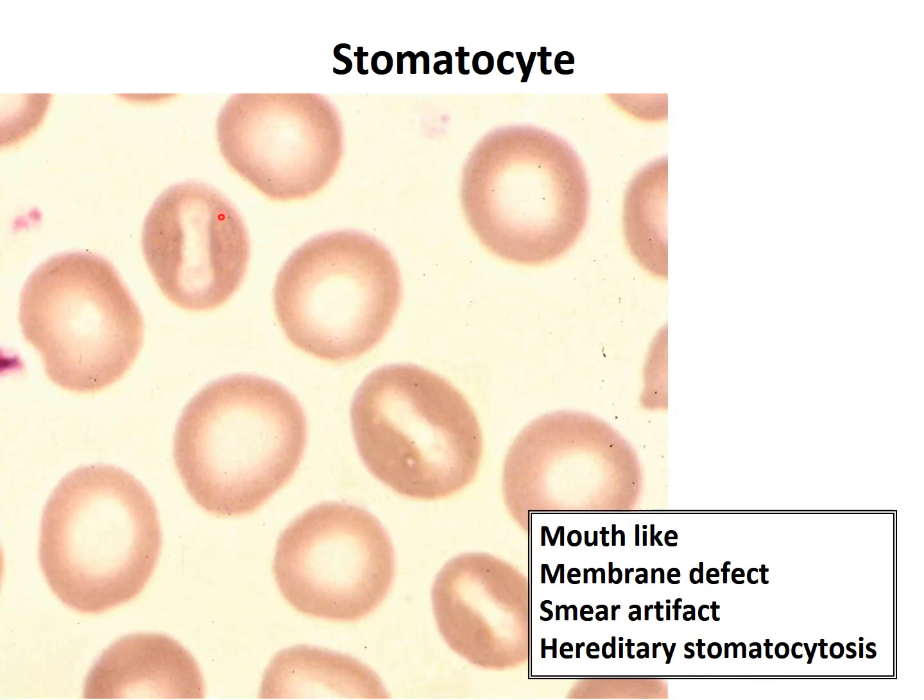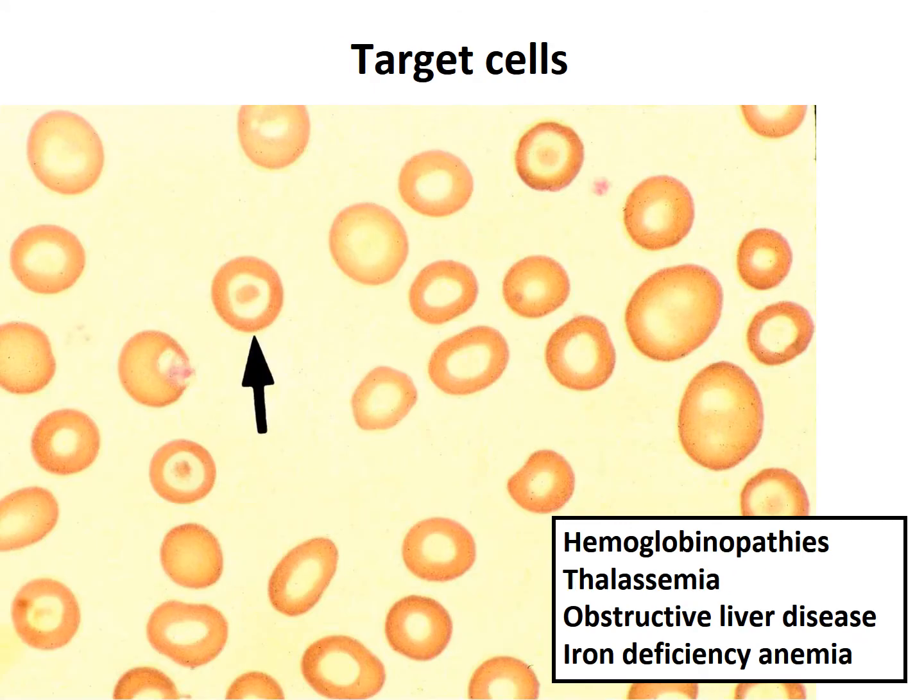Stomatocytes look like a mouth-like shape of the red blood cells. This can be a membrane defect or can be artificial. That can be hereditary as well, and again, increased hemolysis. Red cells that are not normal in shape do have a higher chance to be destroyed.